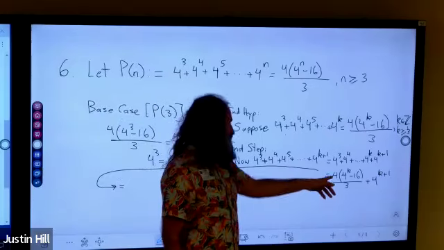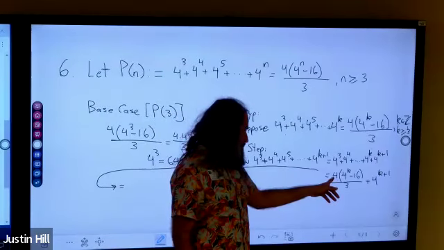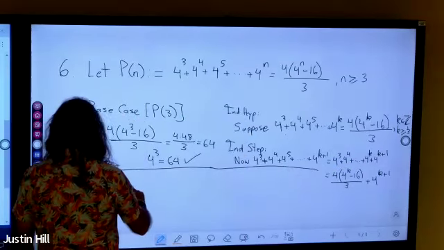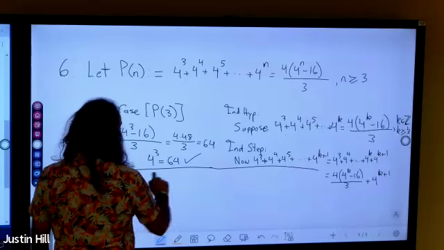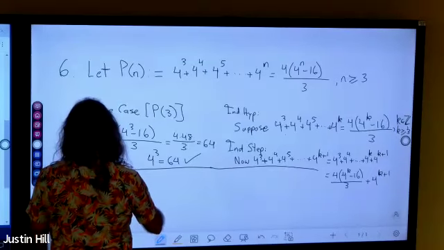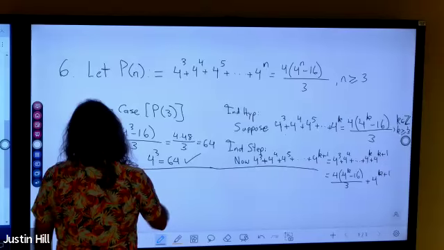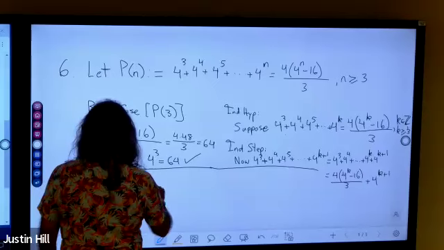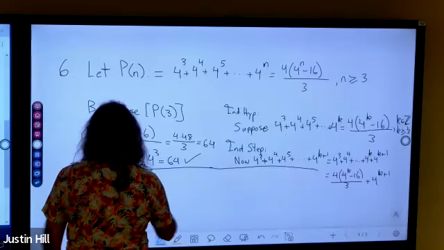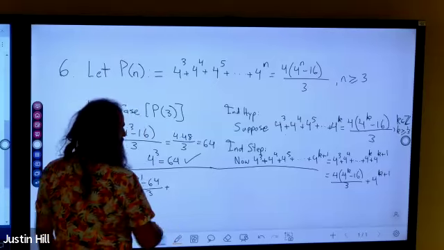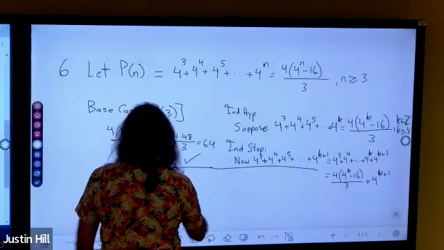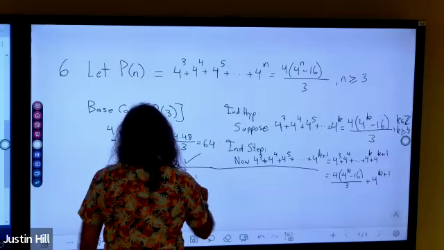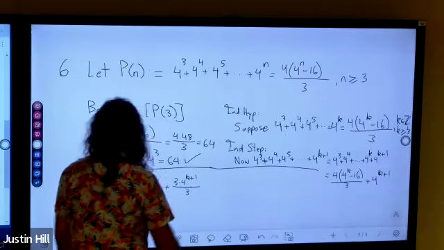I'm also going to do some work here. I'm going to multiply through by the 4 on top. So a couple steps in one there. If I multiply through by 4 on top on the fraction on the left, that gets me 4 to the k plus 1, and that's minus 64 over 3. Then on the right, I'm going to turn that into a fraction by multiplying it by 3 over 3. So it's going to be 3 times 4 to the k plus 1 over 3.